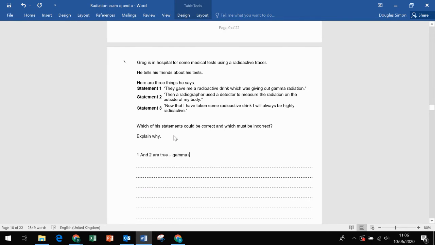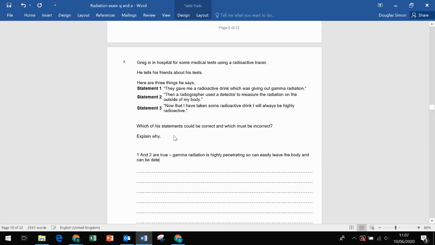So gamma radiation is highly penetrating, so it can easily leave the body and can be detected outside the body.